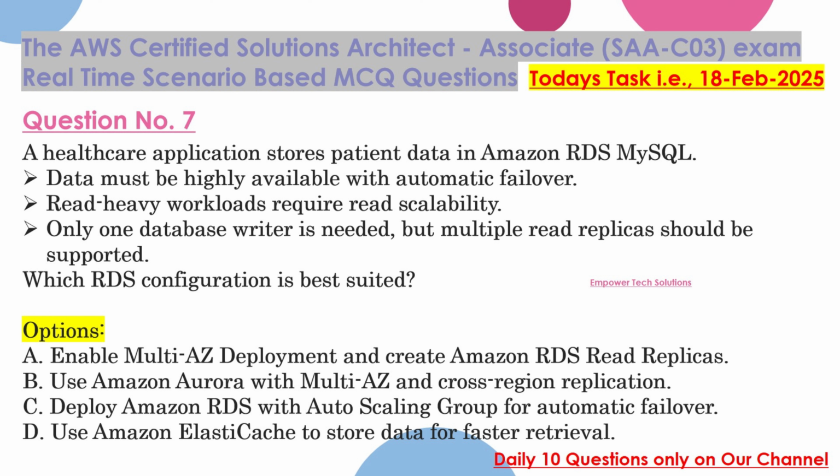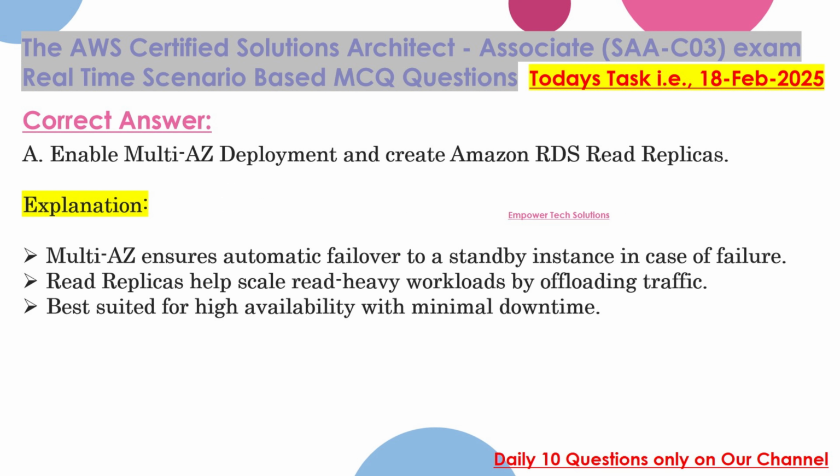Options: A. Enable multi-AZ deployment and create Amazon RDS read replicas. B. Use Amazon Aurora with multi-AZ and cross-region replication. C. Deploy Amazon RDS with auto-scaling group for automatic failover. D. Use Amazon ElastiCache to store data for faster retrieval. Correct answer: A. Enable multi-AZ deployment and create Amazon RDS read replicas.